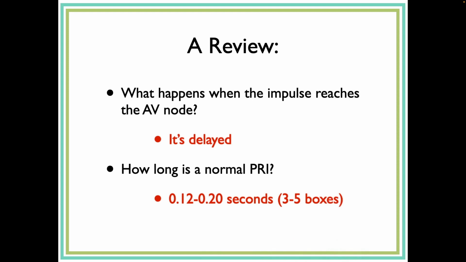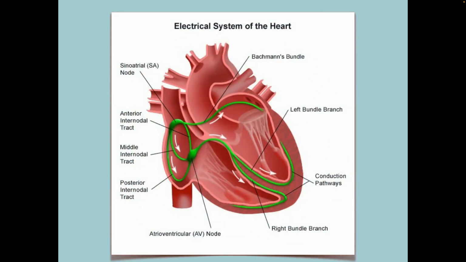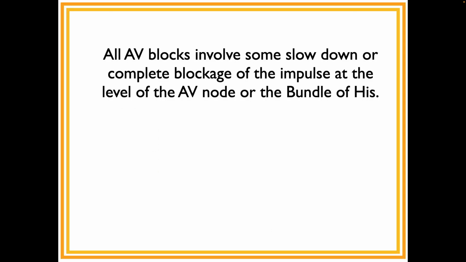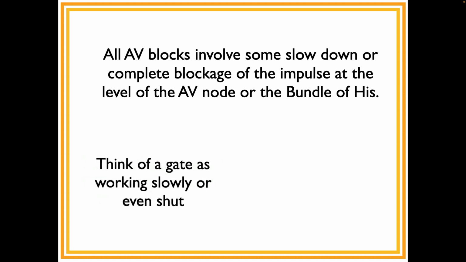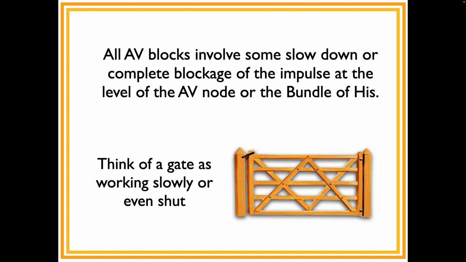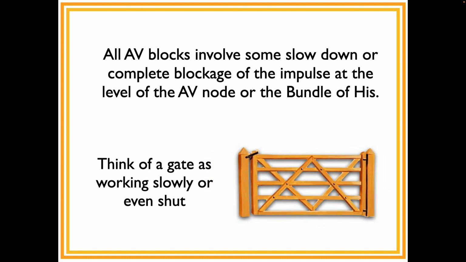Okay, so again, we've looked at this picture and one like it quite a lot. So, this is such old news: the impulse leaves the SA node, goes to the AV node, pauses, and then jumps into the ventricles. Now, all AV blocks, and there's a number of them, involve some slowdown or even complete blockage of the impulse at the level of the AV node or just below the AV node in the bundle of His. And if you think of the AV node as a gate from the atria to the ventricle, just think of the gate as working slowly or even shut.